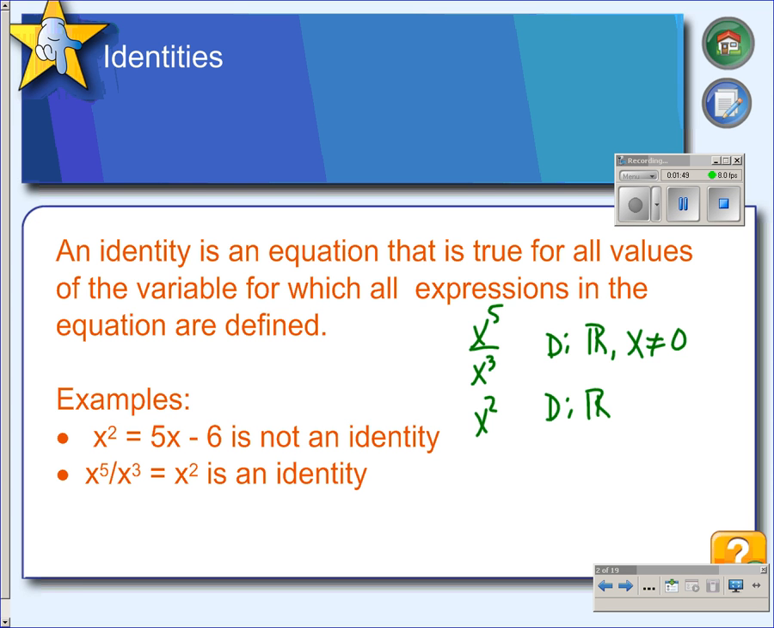So if I put a 1 in for x, 1 to the 5th is 1, 1 to the 3rd is 1, and 1 squared is 1. 1 over 1 equals 1. If I choose x to be 2, 2 to the 5th is 32, 2 to the 3rd is 8, and 2 squared is 4. 32 divided by 8 is 4. No matter what value I choose for x, the two sides will be equal as long as I don't choose x equal to 0. That is what an identity is. The two sides are always equal.